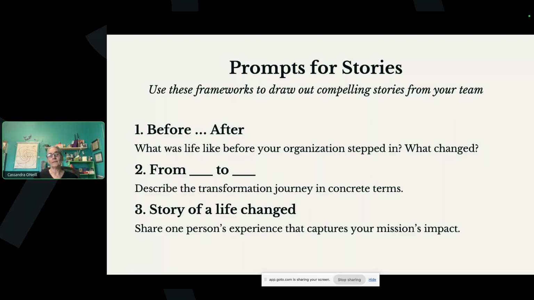And then the third one, the story of a life changed. Oftentimes nonprofits are asked about scale and how many do you serve, and that's all important. And no matter how many people you serve, you are doing it one person at a time. And sharing that one person's experience can often help people understand exactly what it is that you're doing in a pretty simple way. So again, these are things that hopefully will make this easy for you, that you can start doing right away, and that you can help other people learn that these are very helpful in those conversations.